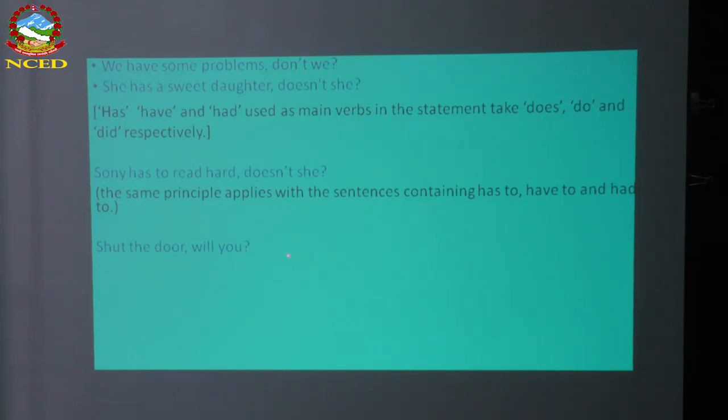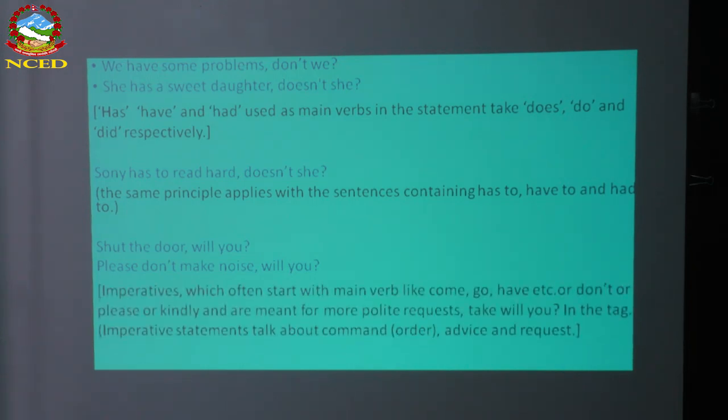Command, right? Command: "Shut the door, will you?" Such kinds of sentences are called imperative, right? "Please don't make noise, will you?" Imperative sentences often start with a main verb like come, go, have, etc., or with don't, or please, or kindly, which are meant for more polite requests. These are polite requests, so these take "will you."